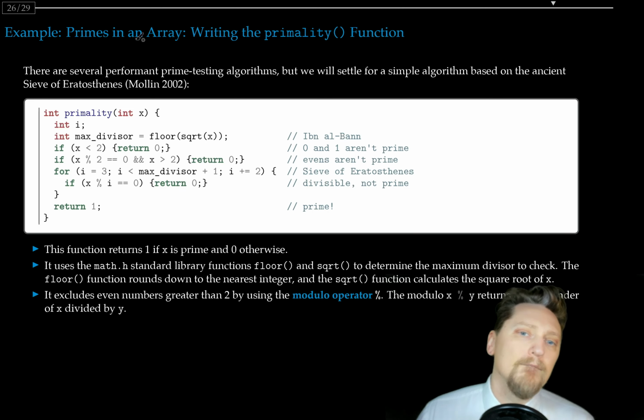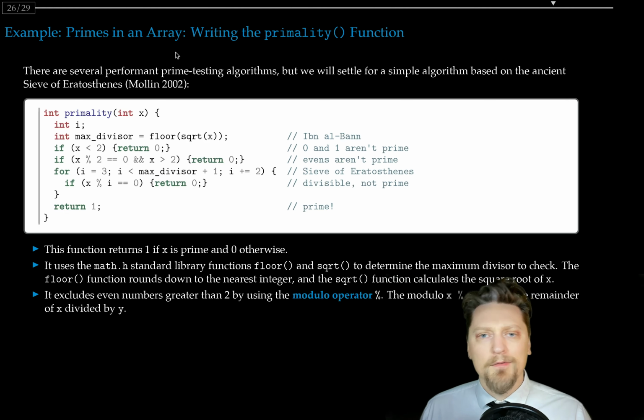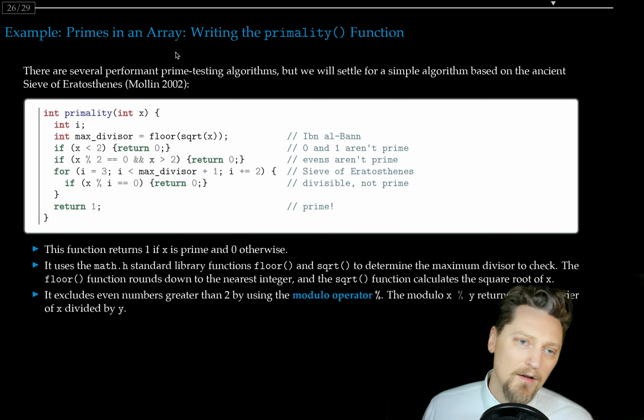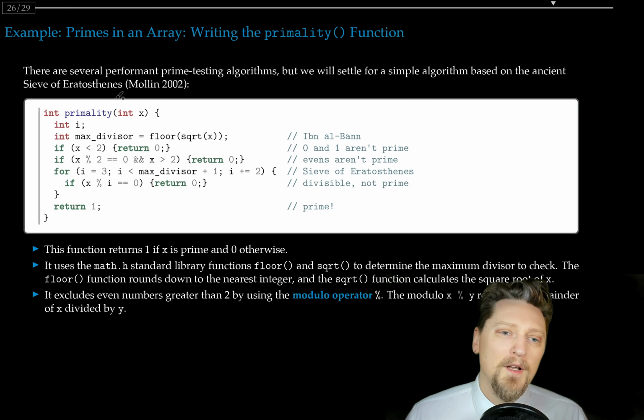All right. So there are several performant prime testing algorithms. Performant means that it's efficient. But we will settle for a simple algorithm based on the ancient sieve of Eratosthenes, I believe is how you pronounce it. There's a paper that Mullen wrote in 2002 on it. It's pretty interesting. So this is the simple C function determining if the argument of the function x is prime. We'll declare i to be an integer.